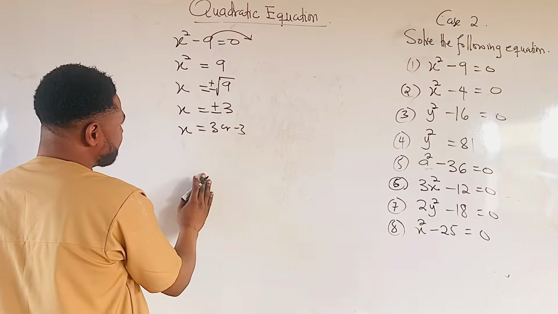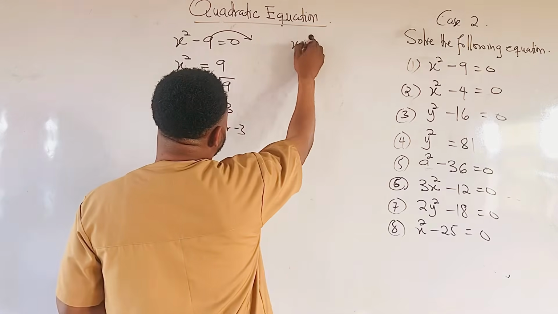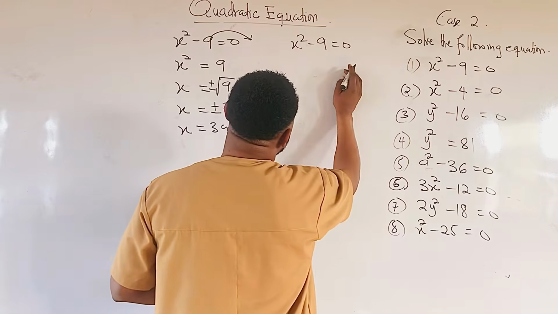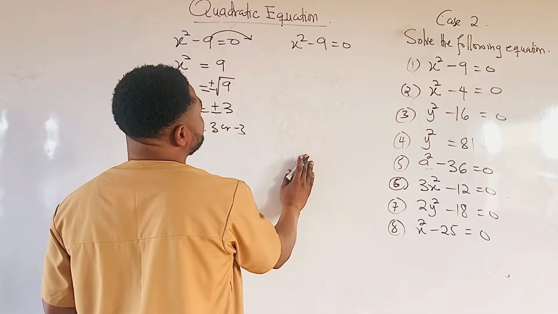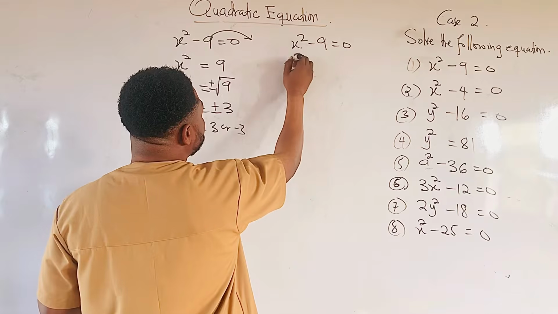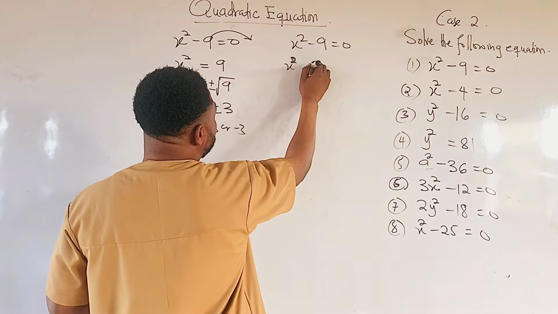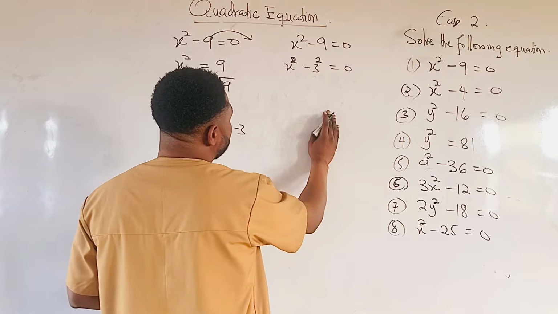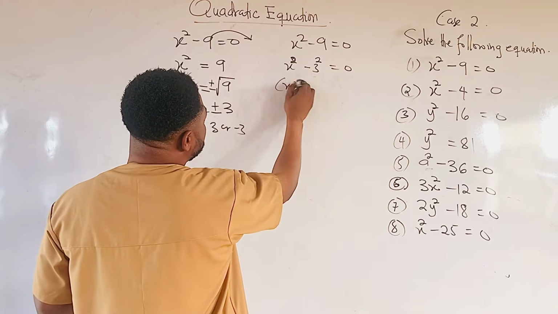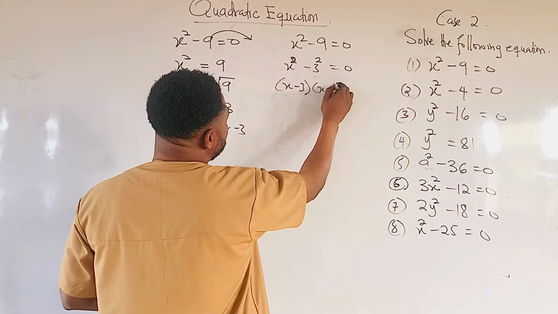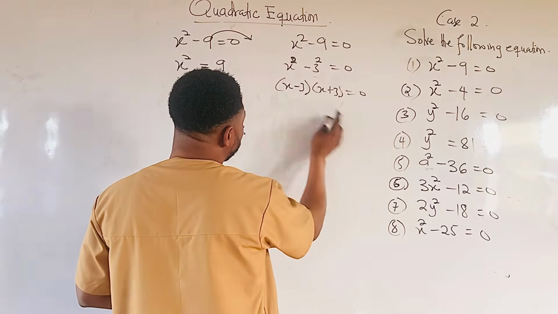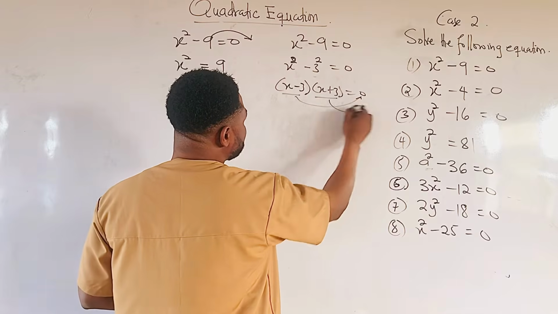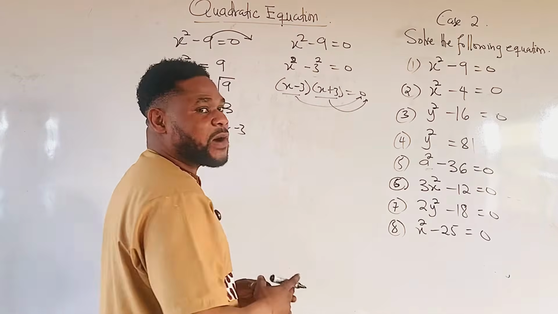Now, with our second approach, where we have x squared minus 9 equal to 0, we can use difference of two squares approach, all right? Where we have this equal to 0, and we can break this as x minus 3, x plus 3 equal to 0. We pick this, then we equate it to 0. We also pick this, we equate it to 0 to solve for our x.